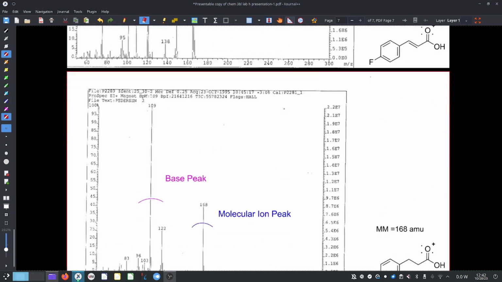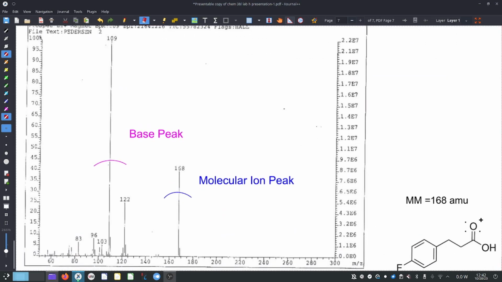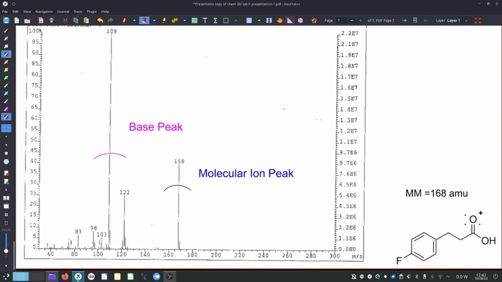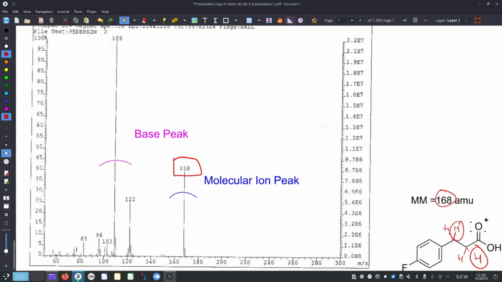If we go to our product, notice that here we have a different diagram. If we draw out the product molecule, remember this one is the one without the alkene. Then we have 2 extra H's compared to the original one, so our molecular mass is going to be 168 grams per mole, 168 AMU. So this refers to this peak, that's the molecular ion peak, but this time our base peak is different. The base peak is now separated.